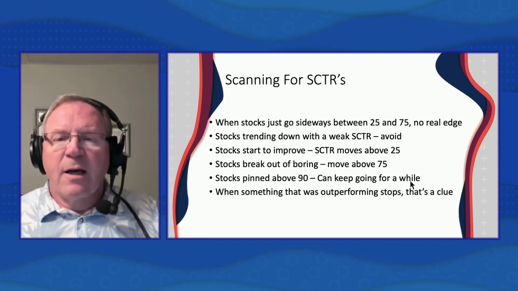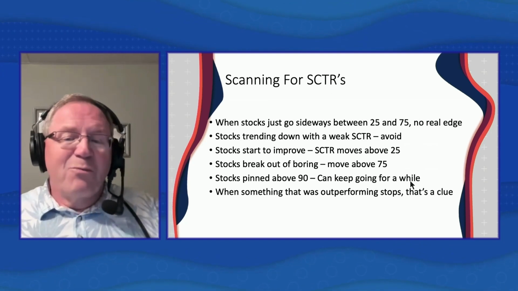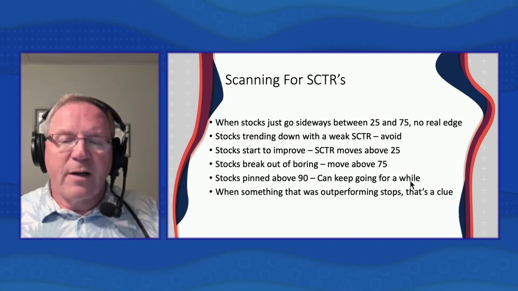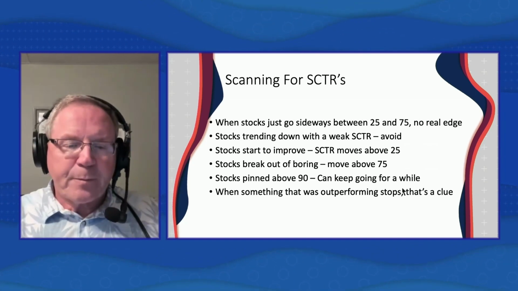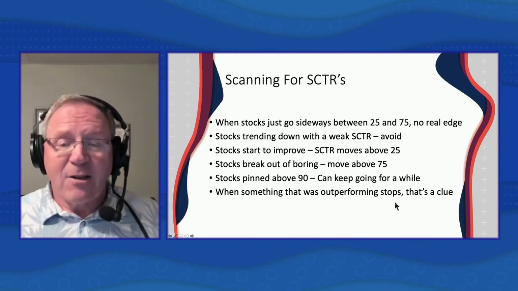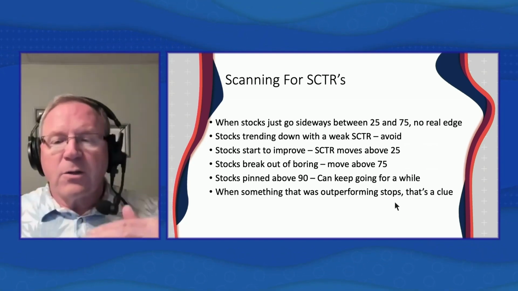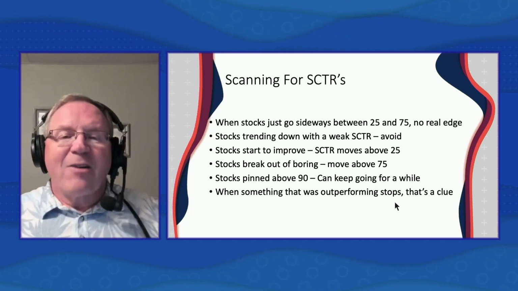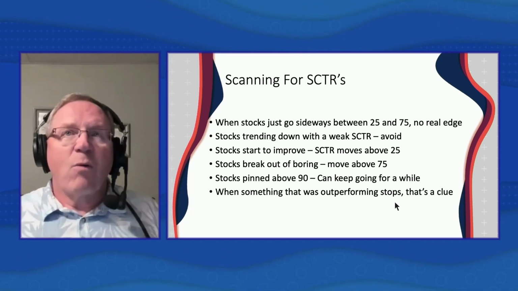But the trick is, if they've been up there for a year, do you really want to start adding to them now? Probably not. You probably want to find something that just got up there or is starting to get up there. And again, when something that was outperforming stops, that's a clue too. So when the scooter ranking was really strong and all of a sudden starts to fall, we have to decide, is that a real long-term change? Is that something I want to exit?